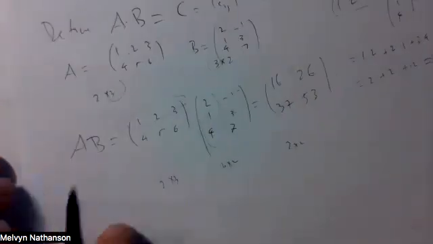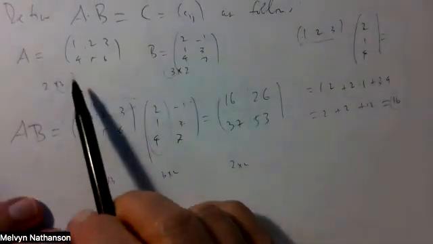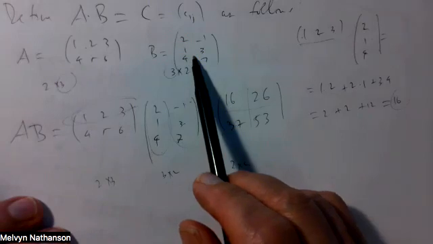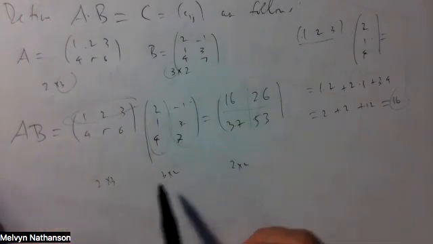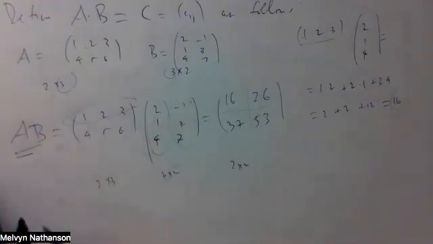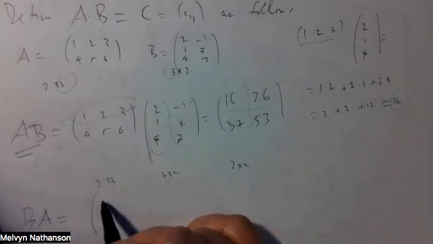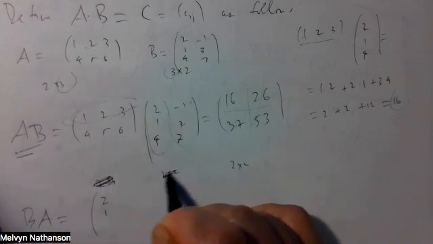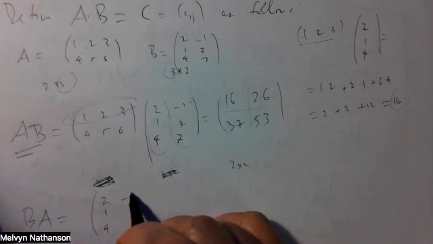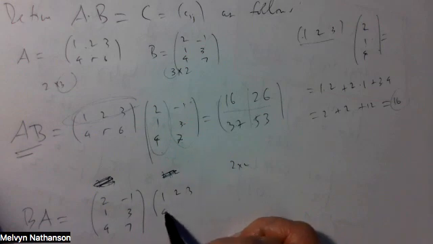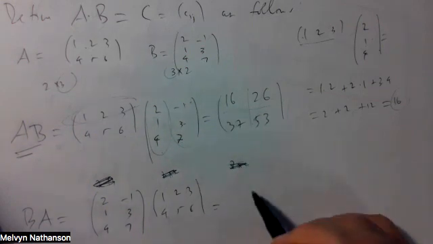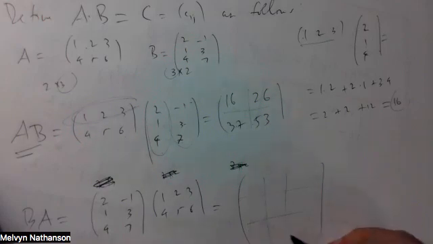Let's see. I actually did an example before. Here is the matrix A, here's the matrix B, and A times B was this 2 by 2 matrix. Suppose I had multiplied B times A. So B is 2, 1, 4, minus 1, 3, 7, and A is 1, 2, 3, 4, 5, 6. This is going to be a 3 by 3 matrix, not a 2 by 2 matrix.